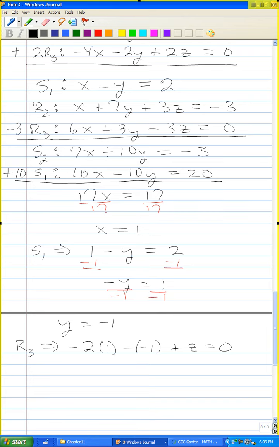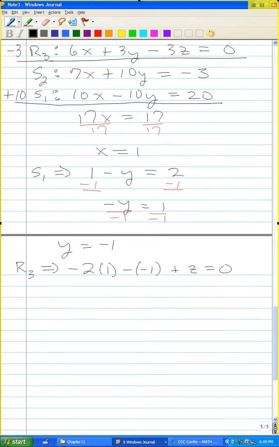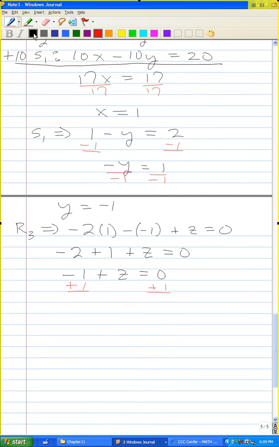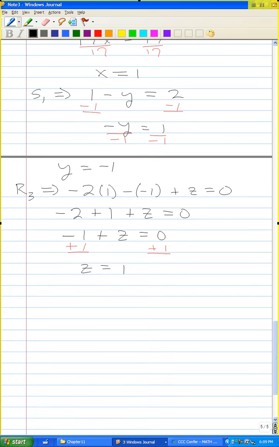And so negative 2 plus 1 plus z is 0. Negative 2 plus 1 is a negative 1, plus z is 0. Add 1 to both sides of your equation. And so I have that z is equal to 1. Therefore, my solution is the ordered pair x is 1, y is negative 1, z is 1.